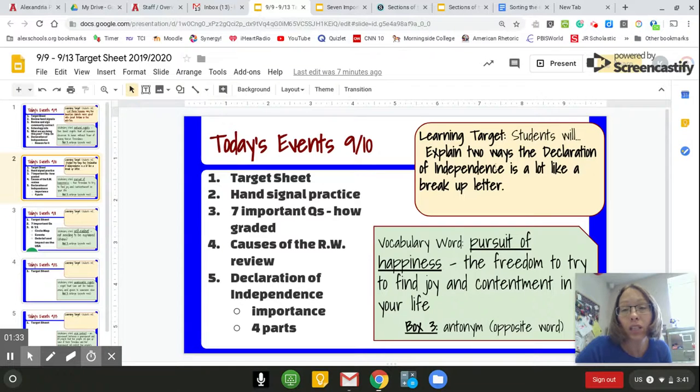So we started class by, since most of us have never possibly written a breakup letter, which should be just fine, we brainstormed what we've seen in movies and what breakup letters might entail. We'll use that to compare what was in the Declaration of Independence. So that's why we're doing that. You can see in the target sheet, we practiced hand signals. The goal is by Friday to not need to look at the boards to know what hand signal to use.